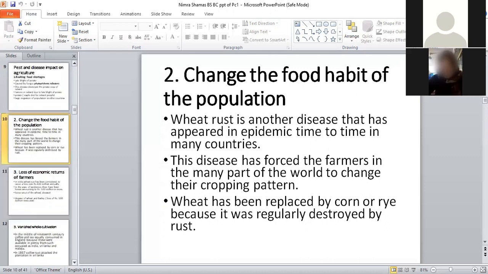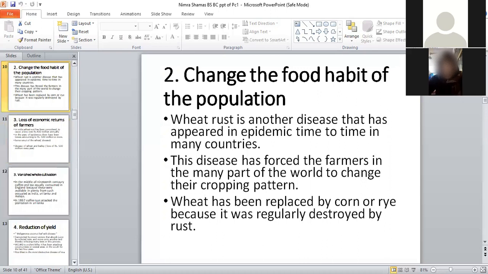Change in the food habit of the population. How does the food habit of the population change because of this disease, because of the pest? Take rust. What is rust actually? Rusting of wheat. Rusts are yellow or orange spots on the leaf or upper layer of the wheat. This is another disease that appears in epidemic form from time to time in many countries.